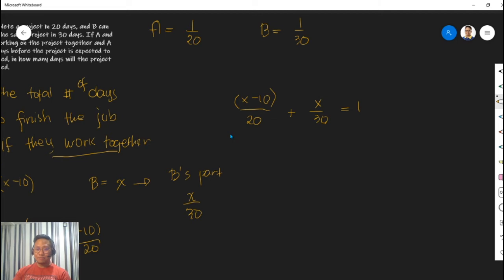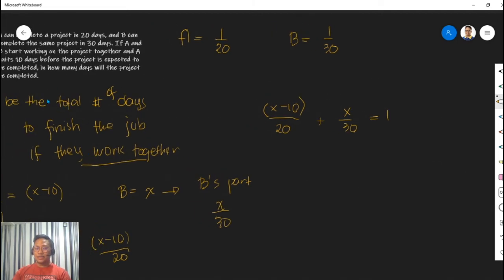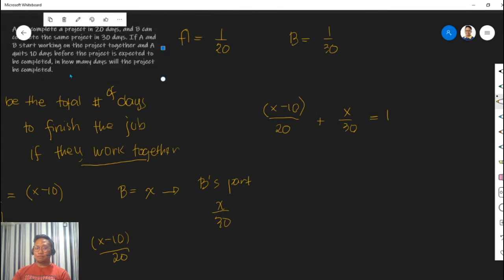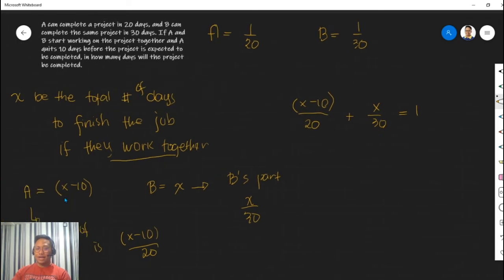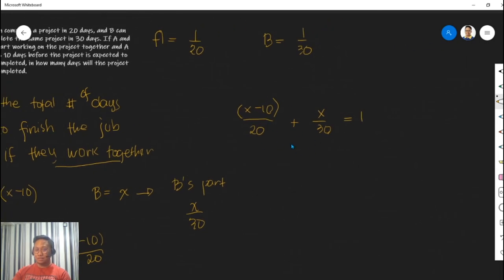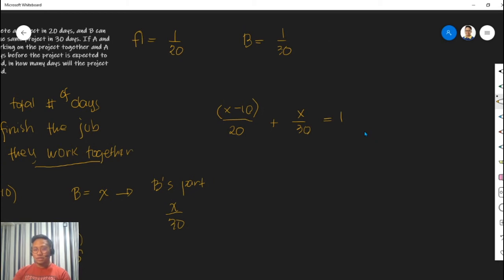Why did I get the sum of these two parts of the job? Because it is asking us how long it will take for them to work together, provided that A quits 10 days before the project is to be completed. So that's why we need to get the sum, because they are going to work together. And we equate it to 1 because they're working as one. From this equation, we're just going to solve for x.